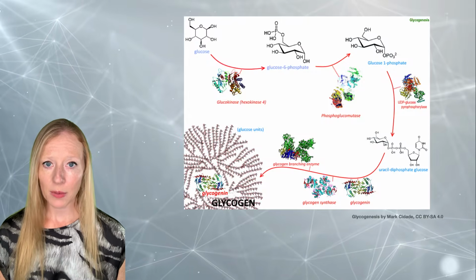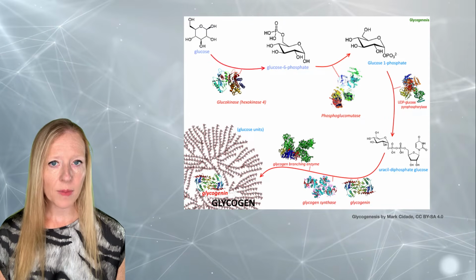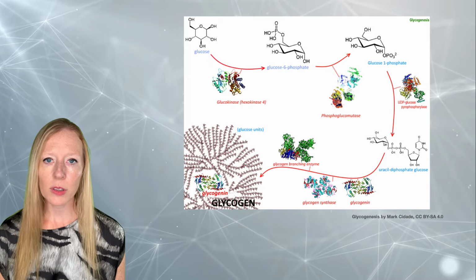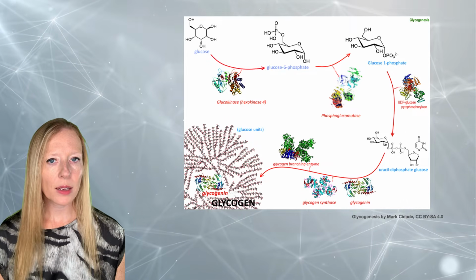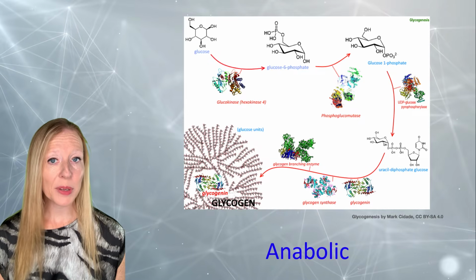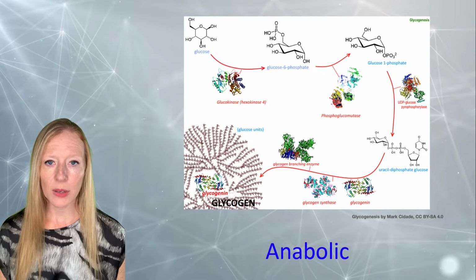All right, what about this pathway? A little longer, a little more complicated. This shows the making of glycogen, a complex carbohydrate, out of glucose. Is this catabolic or anabolic? This is anabolic. We're building something large from smaller subunits.